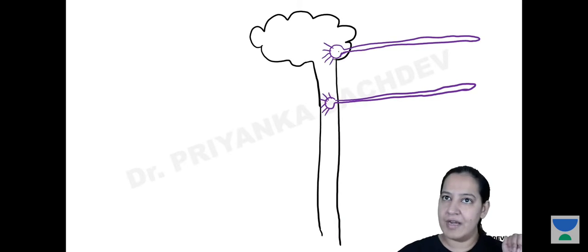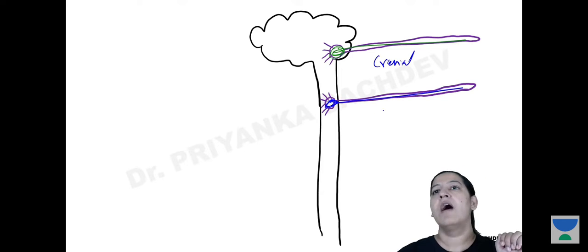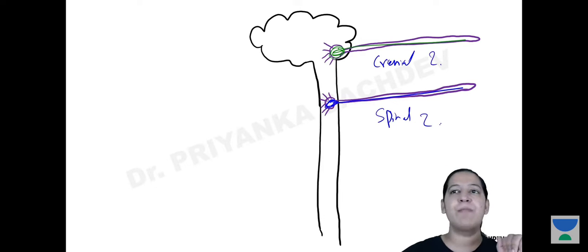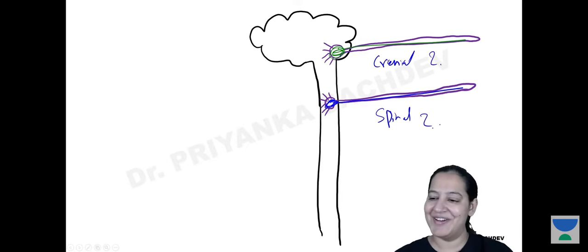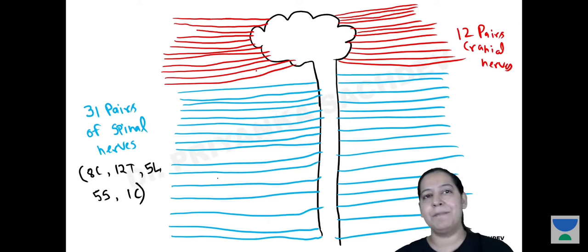So the nerves arising from brain are known as cranial nerves, and the nerves arising from the spinal cord are known as spinal nerves. So humans have two types of nerves: cranial nerves and spinal nerves. How many cranial nerves do humans have? How many spinal nerves do humans have? Does anyone know? Yes. So we have 12 pairs of cranial nerves and 31 pairs of spinal nerves.